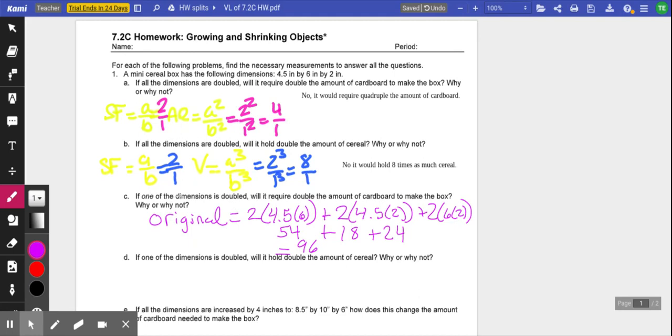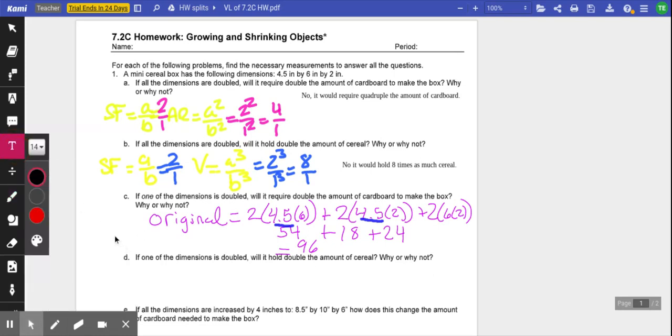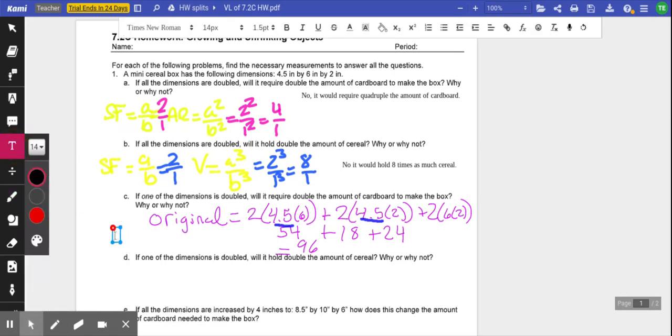Now, if I only doubled one of the dimensions, then what would happen is I'd be doubling maybe the 4.5. So here, this would get times by 2, and over here, this would get times by 2, but nothing over here in this third one would get times by 2. So I would not be doubling all of the cardboard. So over here, I'm going to say no. One of the rectangles does not get a double dimension.